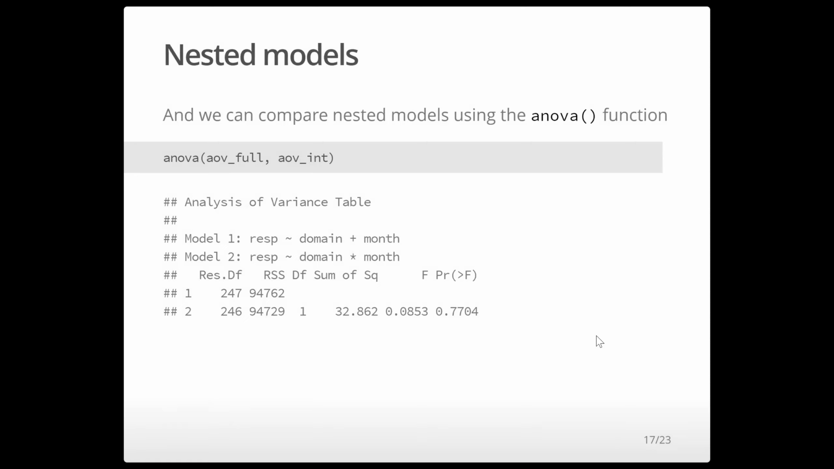We can use the little anova function for several things, and one of them is to compare nested models. So in this case, the version that doesn't have the interaction was aov_full, and the version that did was aov_int. And so we can enter both of these into little anova, and it'll give us a nested model comparison. And again, here we see that the difference is not significant.